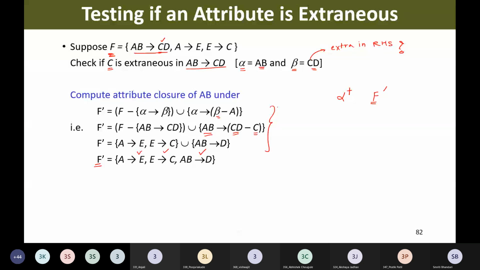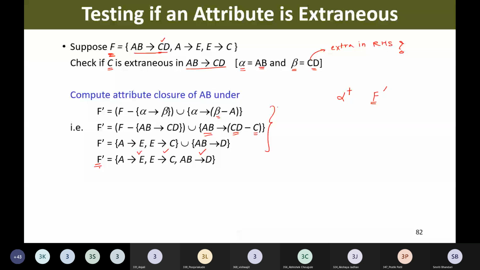So now, after computing this F dash, what we are going to do is compute the attribute closure alpha plus by making use of this set F dash. So compute now attribute closure alpha plus. Here our alpha is AB, so we are going to compute AB plus, right?